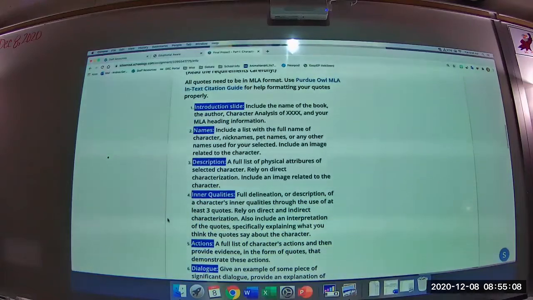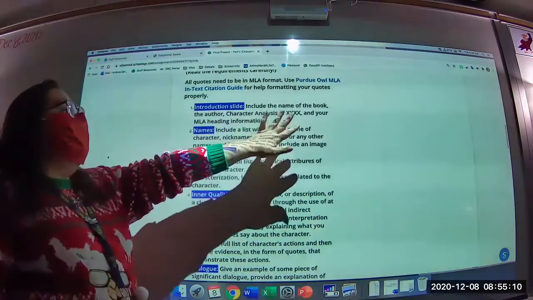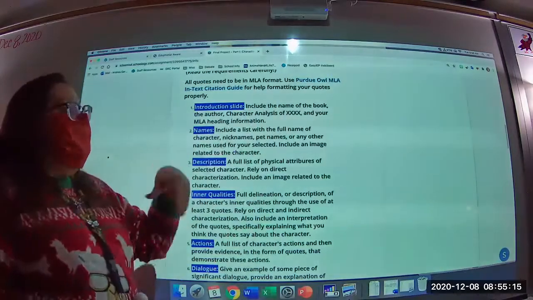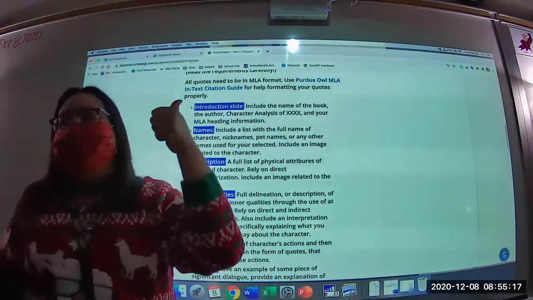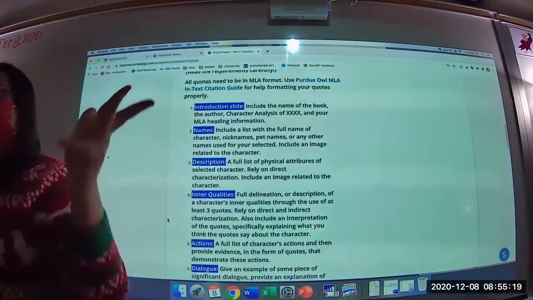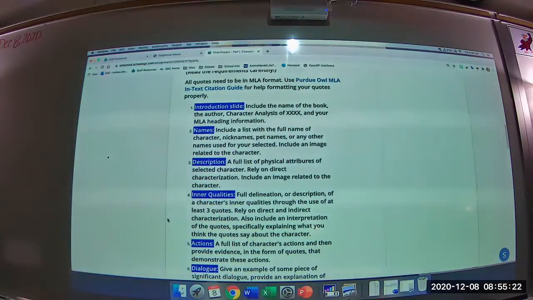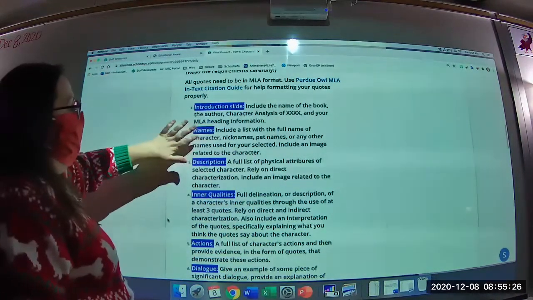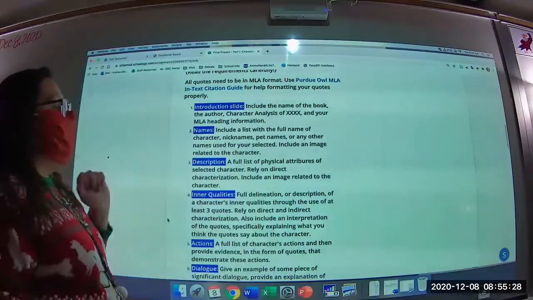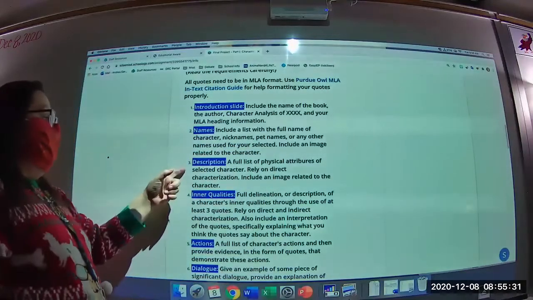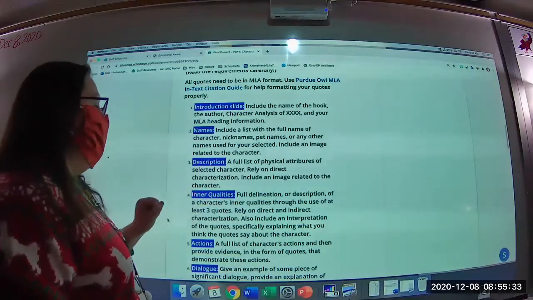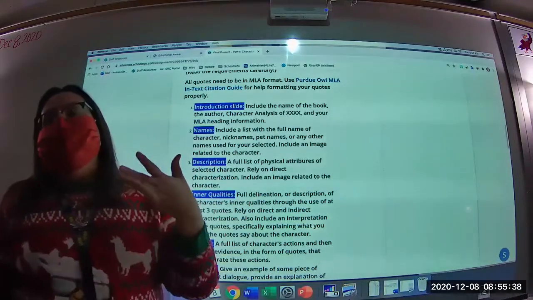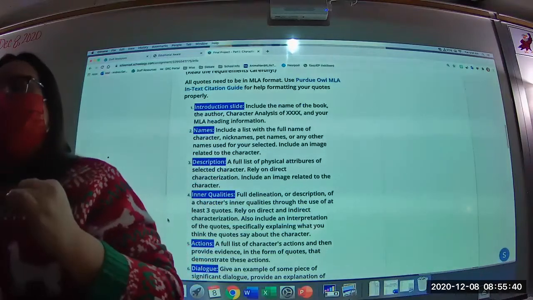the name of the book and the author, and the title needs to be character analysis of whoever you selected, okay? And then your information in the MLA heading, which is your name, my name, the course, and the date, all right? The second one is going to be names, and you're going to include all the names, and I'm going to show you what it's going to look like. But you need to also realize that it needs to include an image. Then you're going to have a description, which is the physical attributes. This one, I'd like you to rely on direct characterization. What's direct characterization?